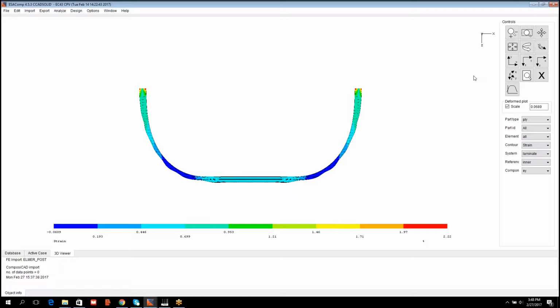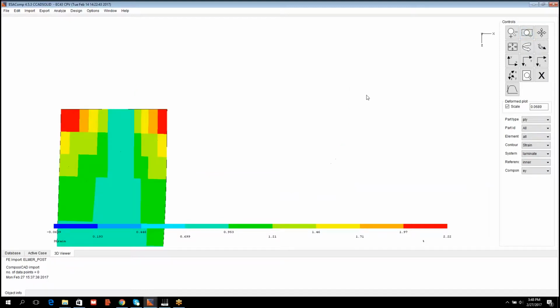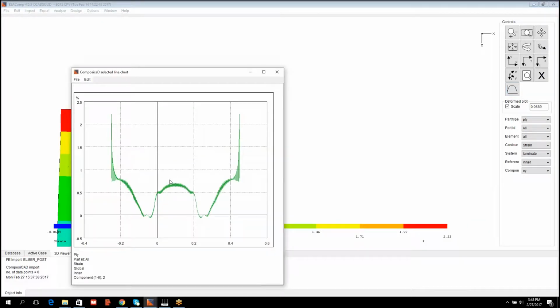When using the graphical results, strains in the hoop direction are not clearly seen as we have a free edge effect here. So we better use line chart. Line chart shows that the strains at the cylindrical shell section are in the range of 0.6 to 0.7%. And when we move towards the pole of the dome, strains are in the range of 1%.